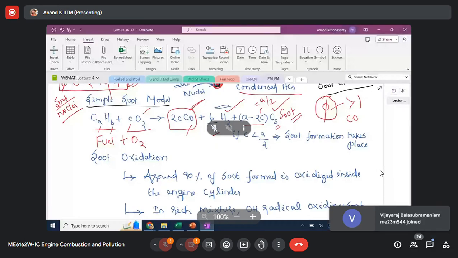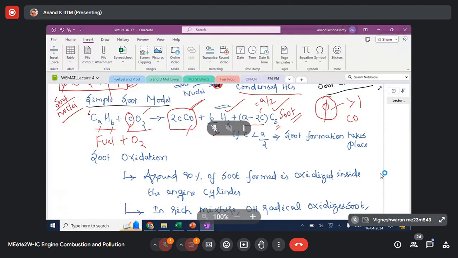There is no soot formation. What is C here? Number of oxygen atom. So if you have enough oxygen, at least you can convert C to CO. You won't have soot formation if you have enough oxygen. Even the partial oxidation of carbon to CO won't happen.